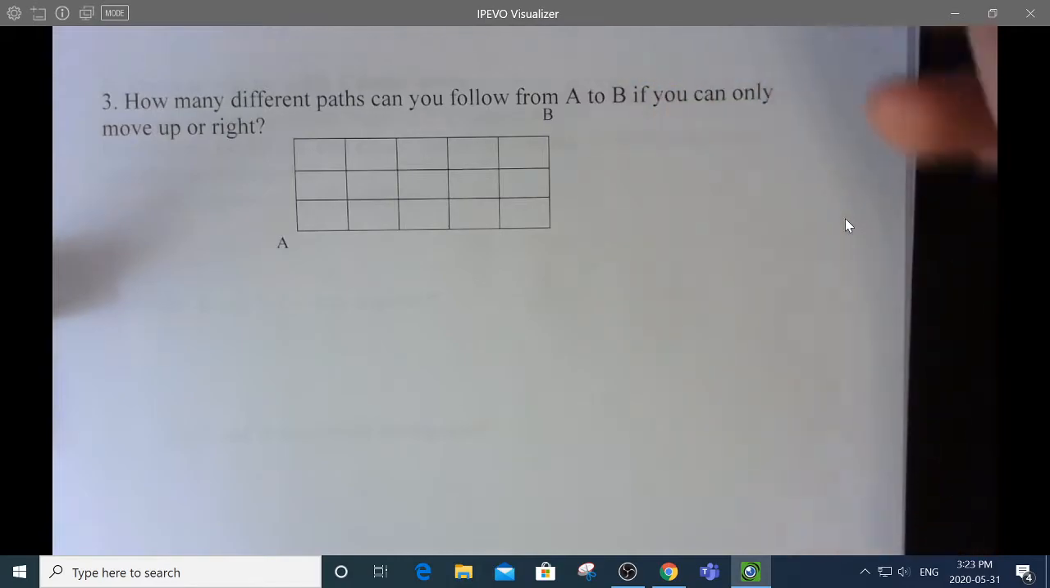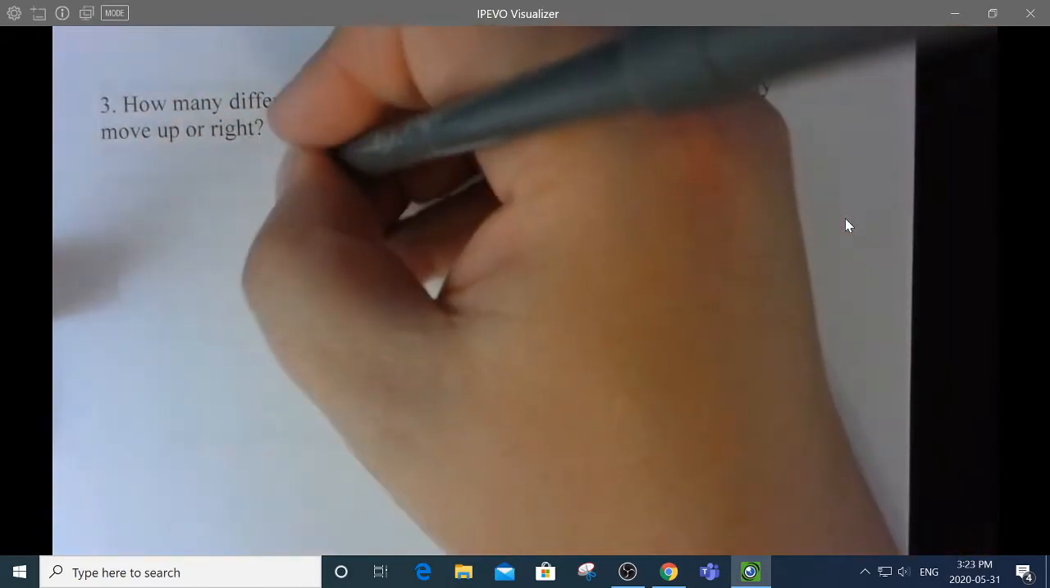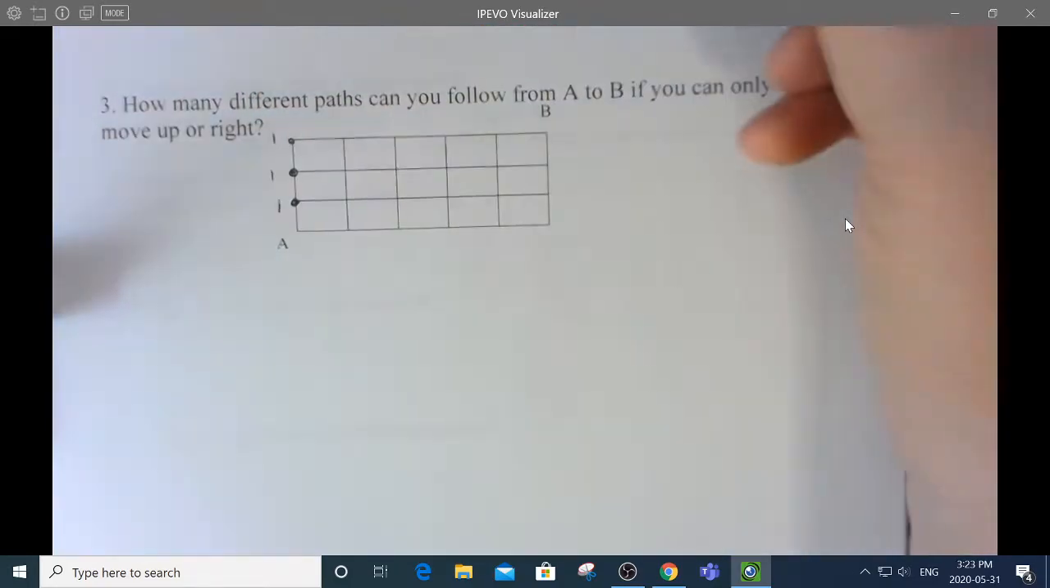So I can get to this point only one way, right? I have to go up. I can't go that way, and back because I'm not allowed to go left. So there's only one way to get to this point. And by the same logic, there's only one way to get to this point, and there's only one way to get to this point, right?